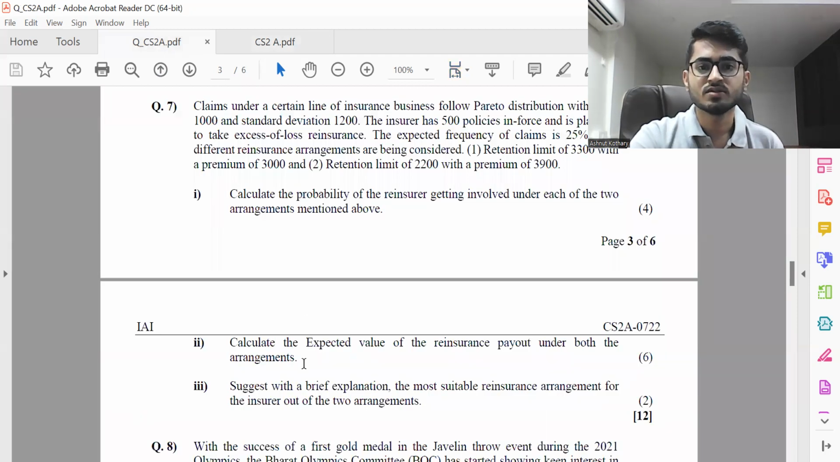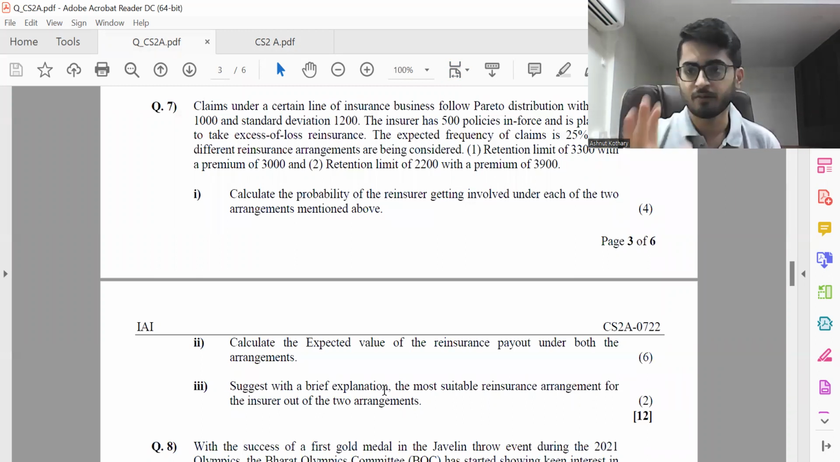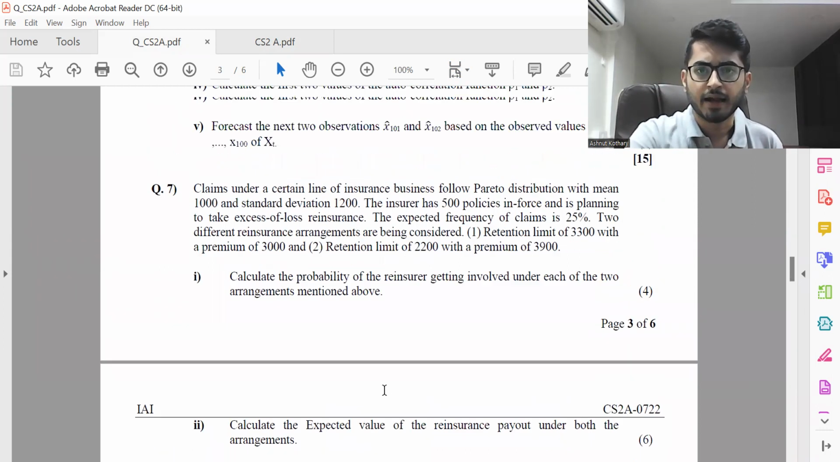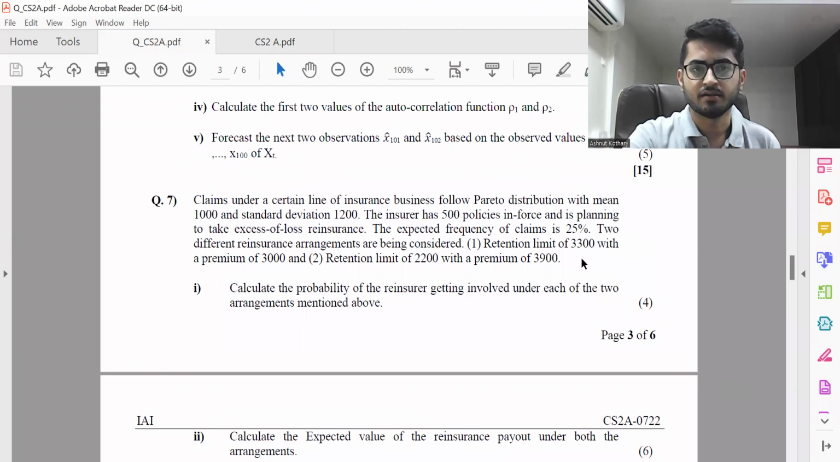And now part 3 is, suggest which is the most suitable reinsurance arrangement. So you need to see the value for money. First one, you can just think of proportion wise. You are expected to pay 75 amount per claim, not for all 500 policies, per policy, I will say. And when the retention limit is 3,300, and premium is 3,000. So you can think 75 you need to pay as a proportion of 3,000.